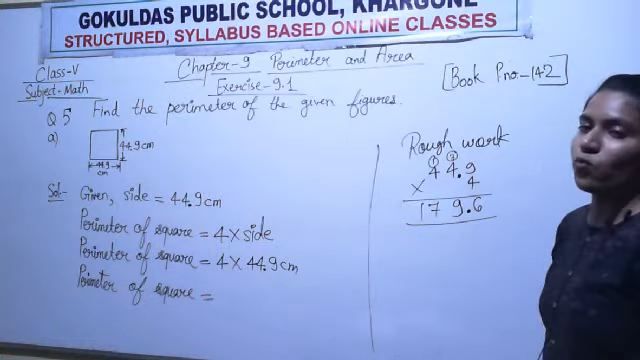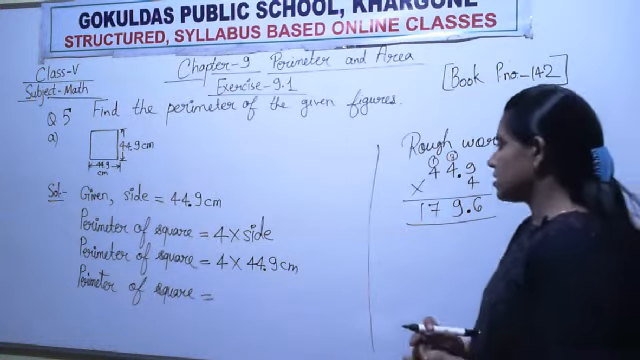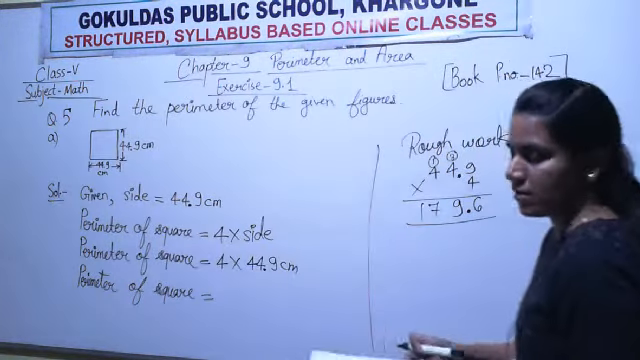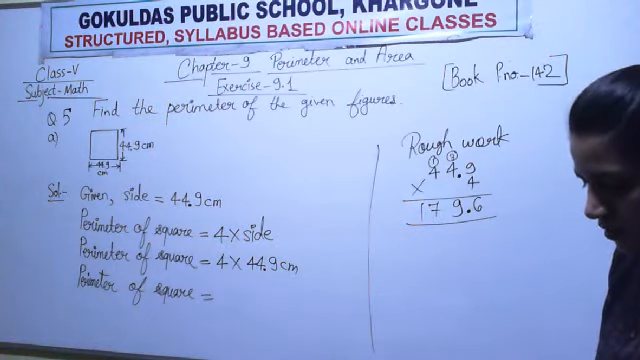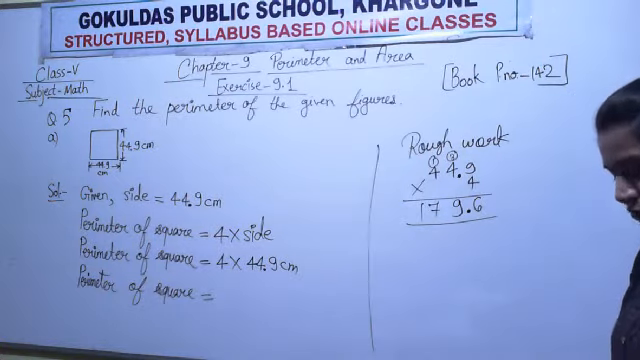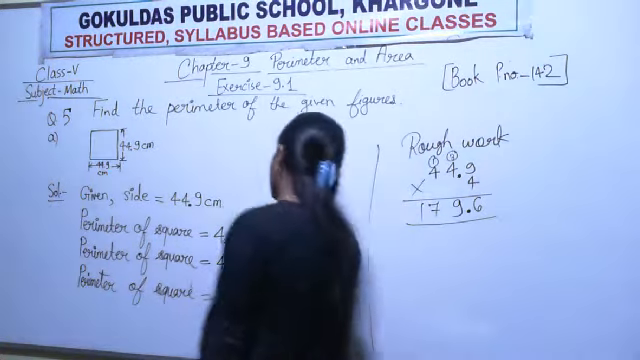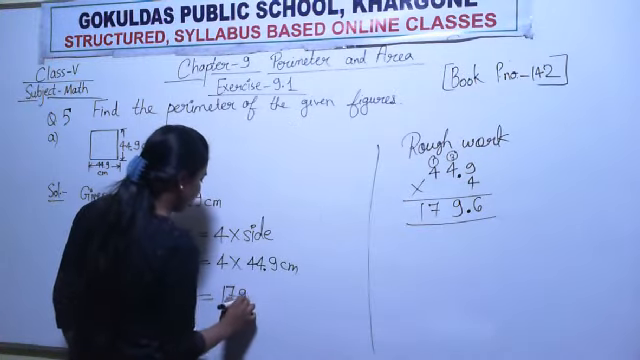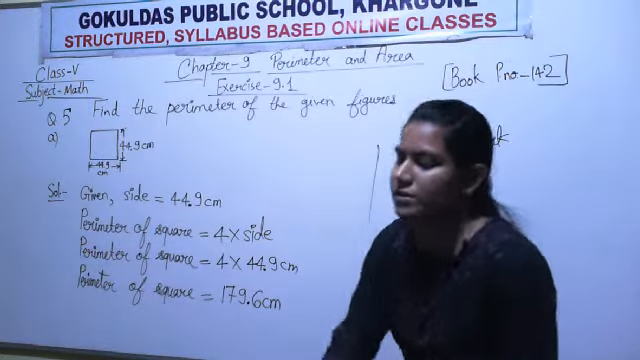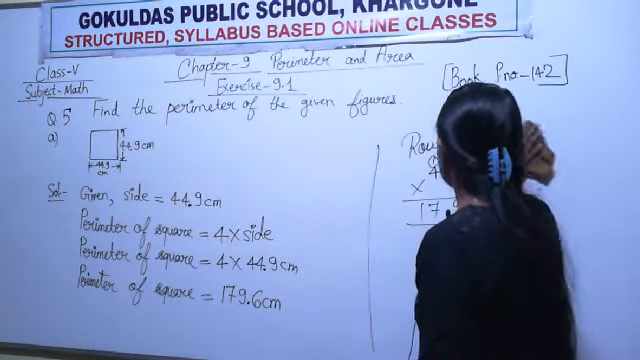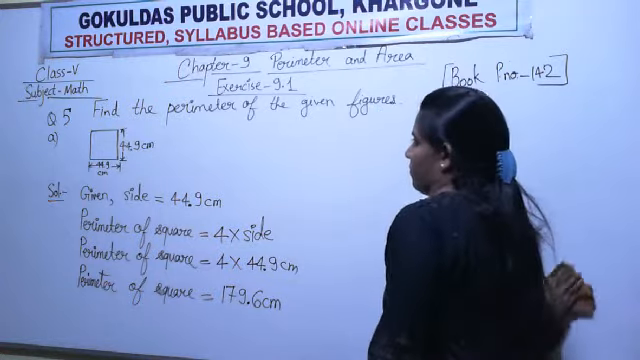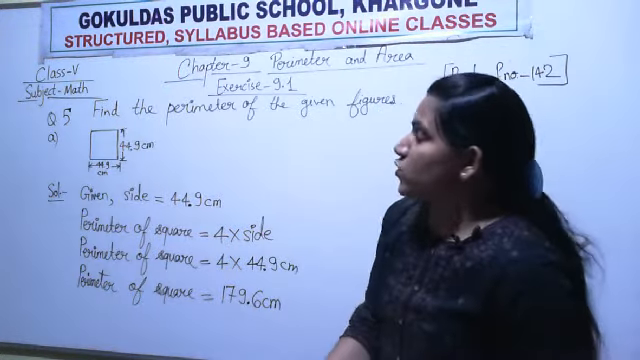So our result is 179.6 centimeter. 179.6 centimeter is our result. So the perimeter of a square is 179.6 centimeter. Now let us do part B.